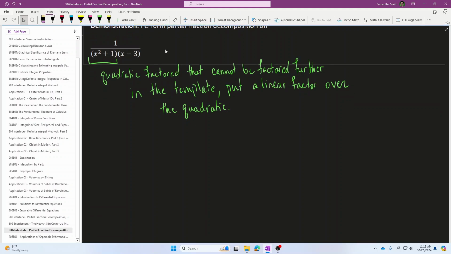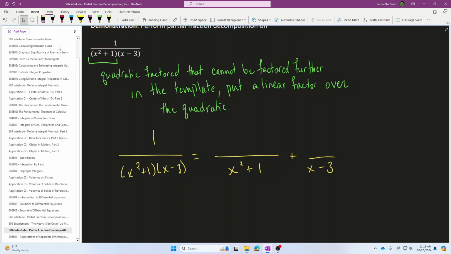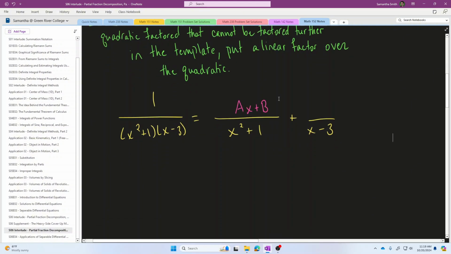So to show you what I mean, I would take my complicated fraction that I'm trying to decompose, and I would set up the template on the right, one fraction for each factor of the denominator. But instead of putting just a constant, an unknown constant, in this numerator over the quadratic, what I would put up here is an unknown linear equation. Some number times x plus some other number b. Put a linear above a quadratic, and then above this linear denominator in the back, go ahead and put a constant.